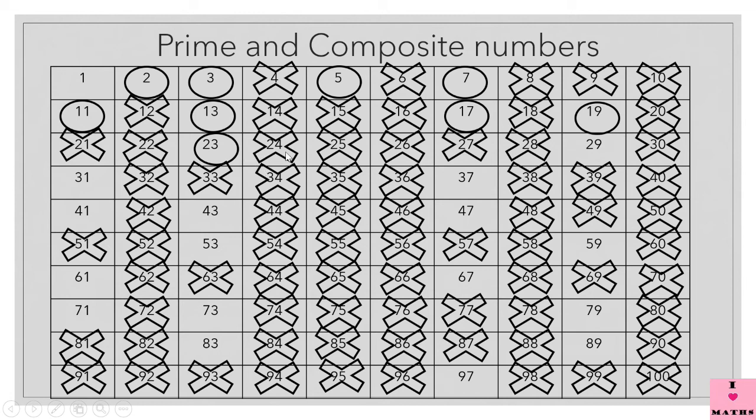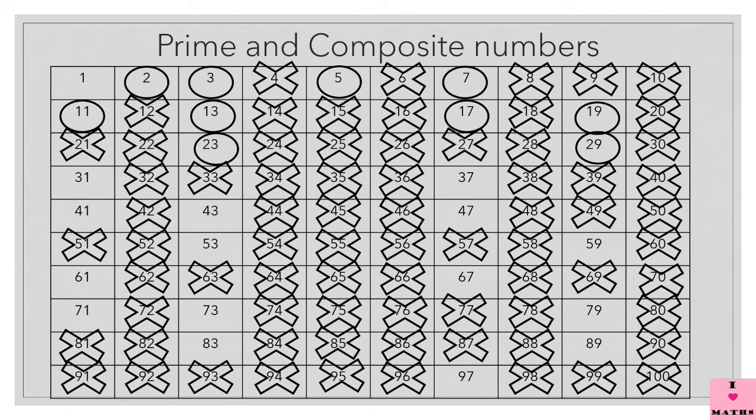Okay. Now, after 23, the next number is 29. I will encircle 29 and cross its multiples. So 29 I have encircled. 29 twos are 58. 58 is crossed. 29 threes are 87. 87 we have crossed. And 29 fours is 116, which is not there in this table. Okay. Now the next number is 31.